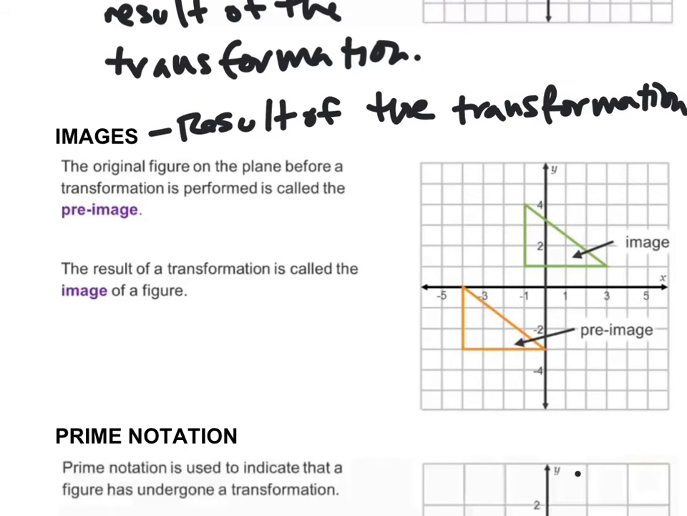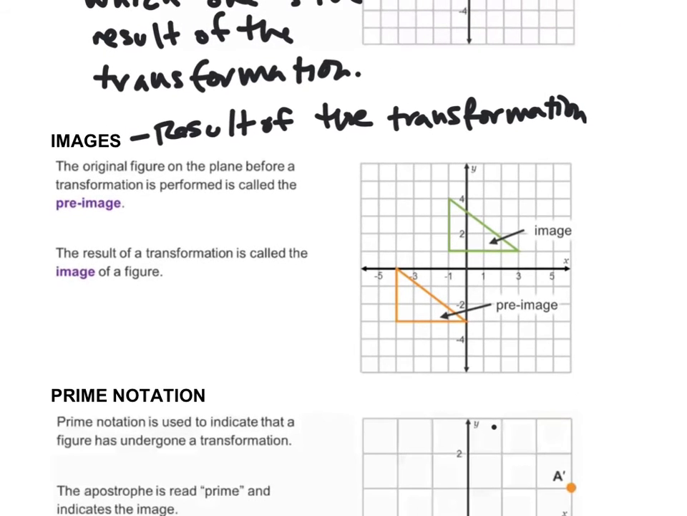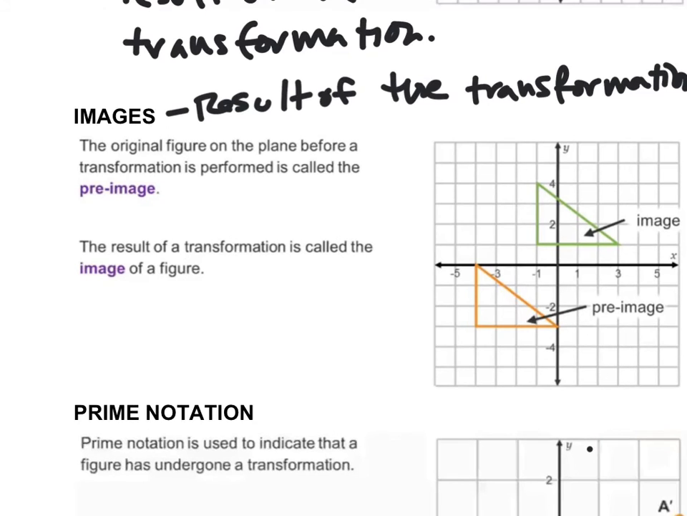Okay? And in this example, they just completely screw me up. Oh, no, we're good. And the pre-image is the original. Okay, good. Thought I did it backwards the whole time.